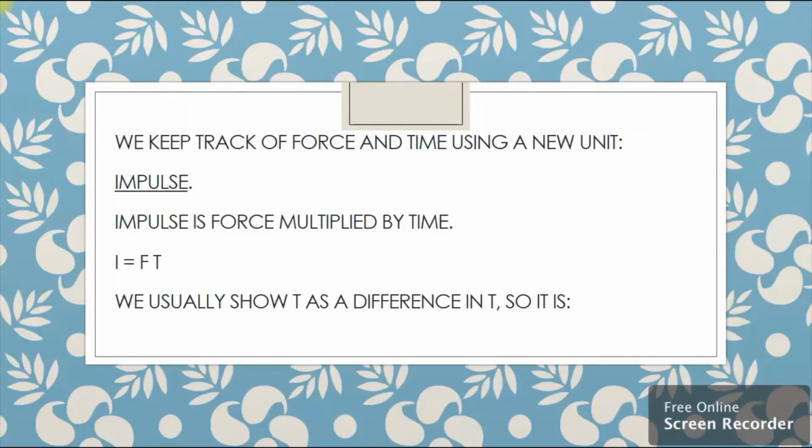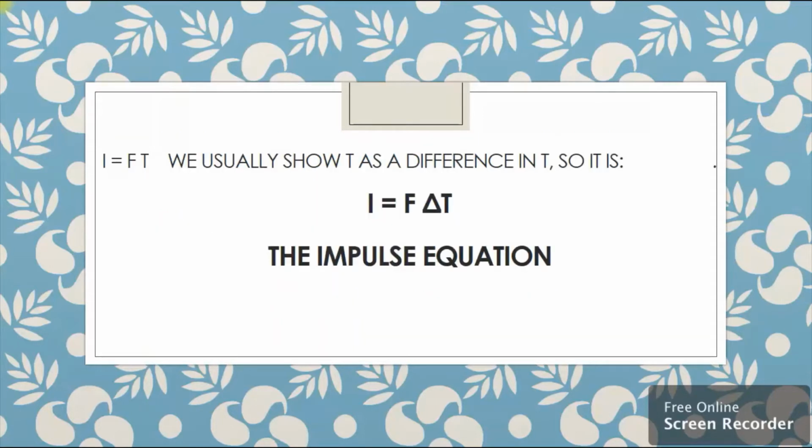It's called impulse. Impulse is just force multiplied by time. And there's the equation right under it. I for impulse equals force times time. Now remember, force is a vector quantity, so impulse is a vector quantity. Also, half the time, we show t as delta t. So the equation looks like that. I equals F delta t. That is the impulse equation. Are you okay with me so far?